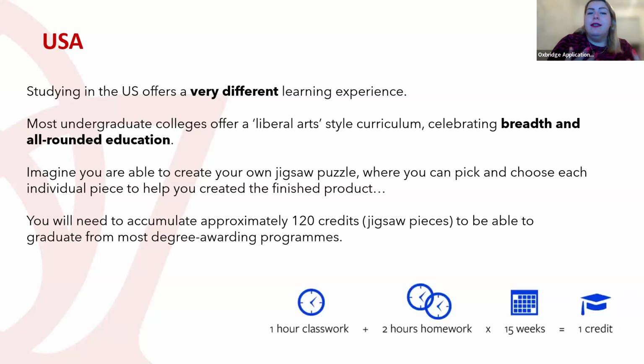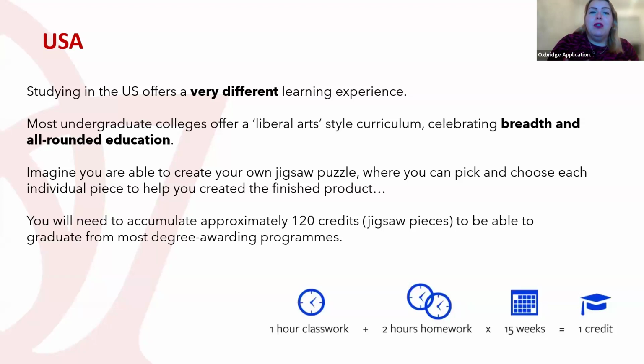So essentially, when applying to university, you are tasked upon graduation to create your own jigsaw puzzle to a certain extent, where you're going to be given certain pieces that you must use to make your jigsaw, but for many others, you can actually pick and choose each of these metaphorical jigsaw pieces to help you create your own jigsaw puzzle at the very end. It must be 120 pieces.